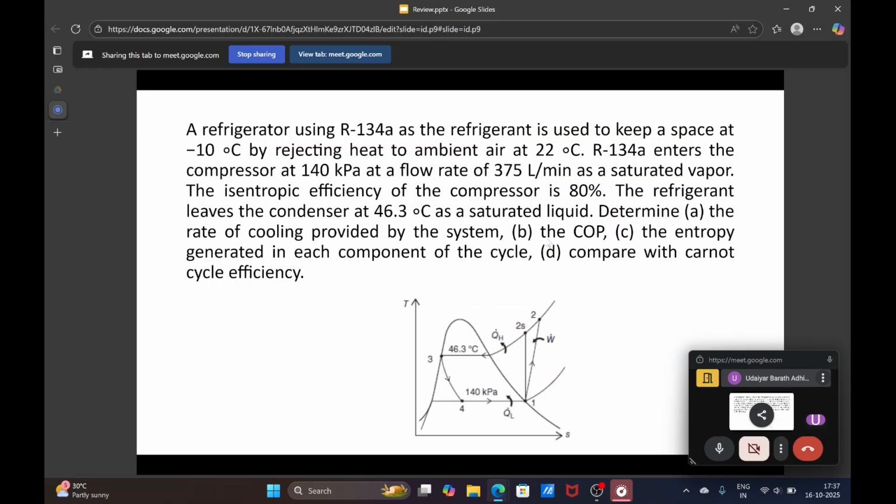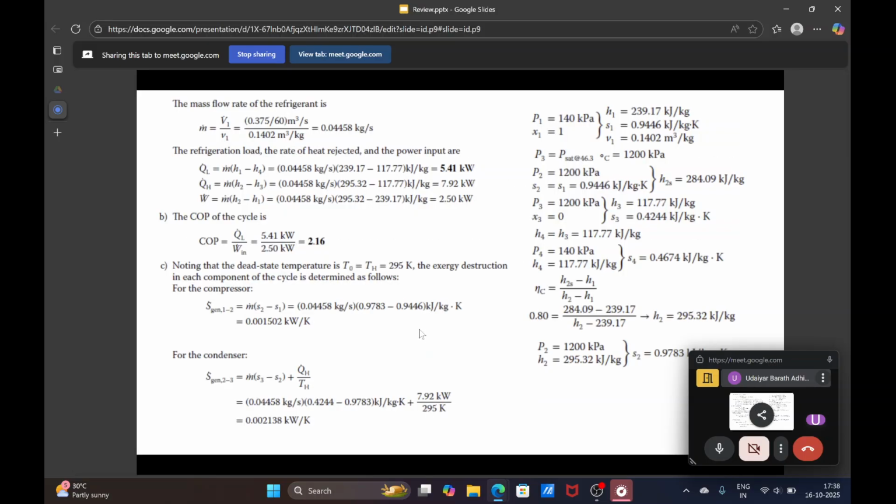Since we have found the COP, next we need to find the entropy generated in each of the components or processes. First is the compressor. We know the ambient is at 22 degrees Celsius, so 273 plus 22 gives you a dead state temperature of 295 Kelvin, which is the ambient or source temperature. So entropy generated in process 1 to 2 is straight away mass into S2 minus S1, since there is no heat transfer, so the Q by T term is 0.